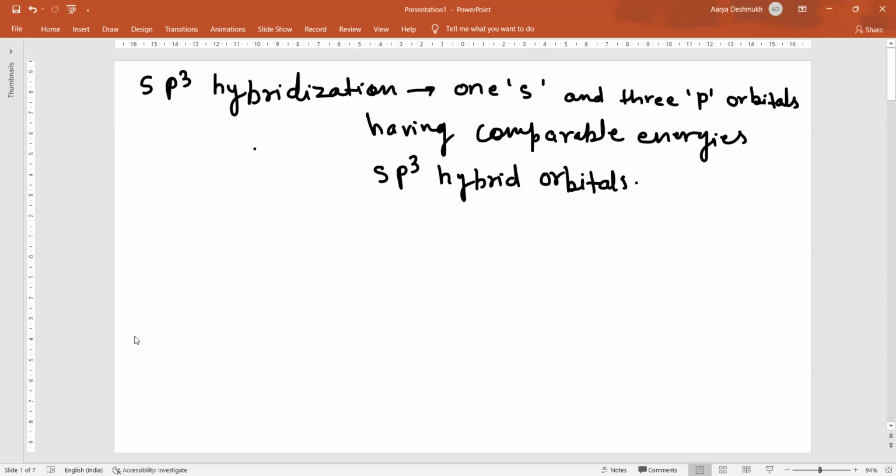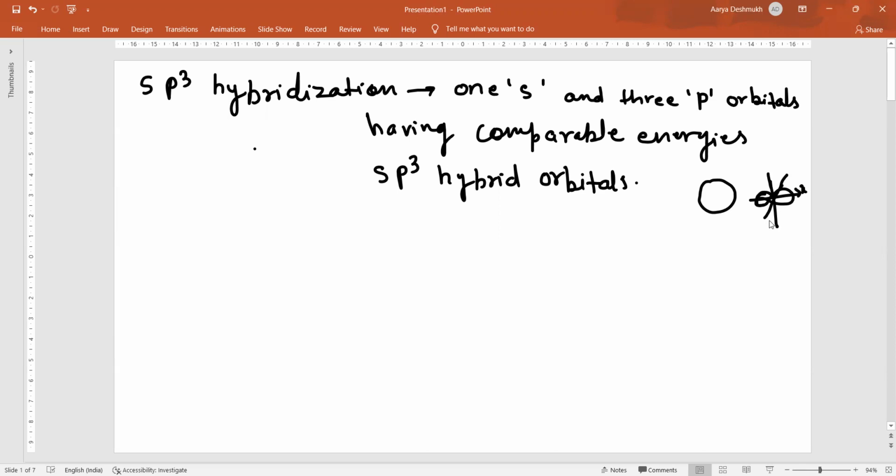Now, as you all know, the s orbital is spherically symmetrical, while Px, Py, and Pz are orbitals having two lobes. You know the shape of the s and p orbitals. The s orbital is spherical in shape, and if I draw one of the p orbitals, suppose this is the Px orbital having two lobes, these are directed towards the x, y, and z axes respectively, like Px, Py, and Pz.